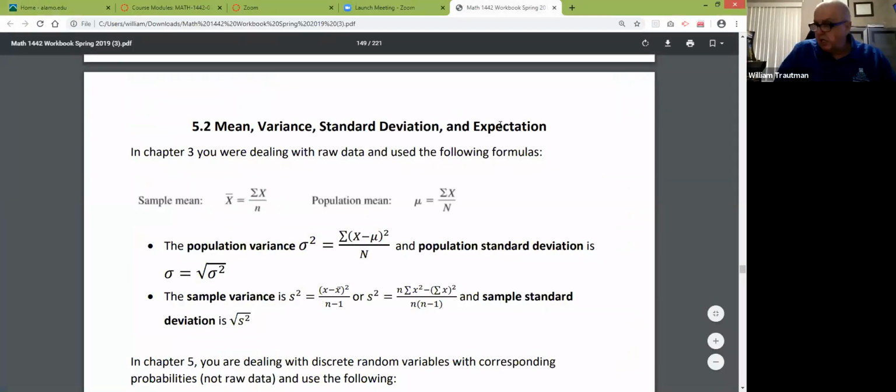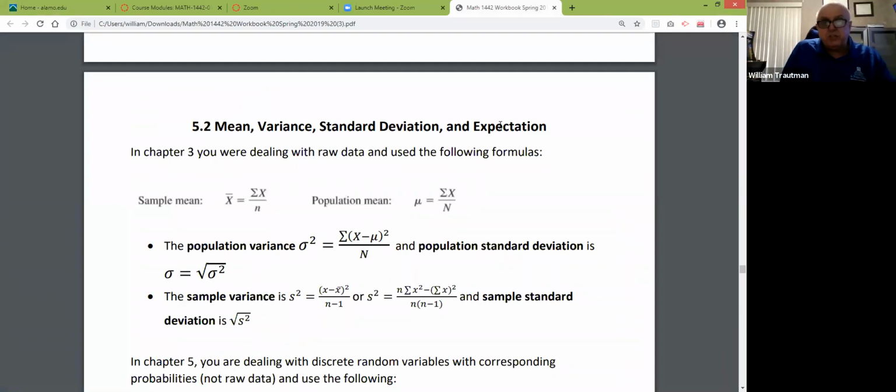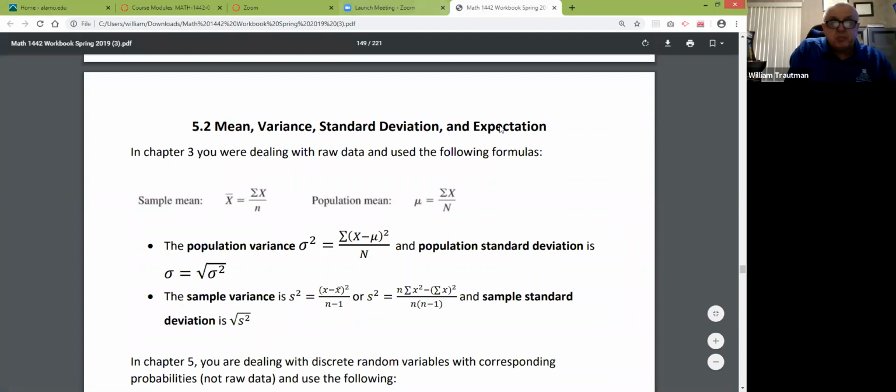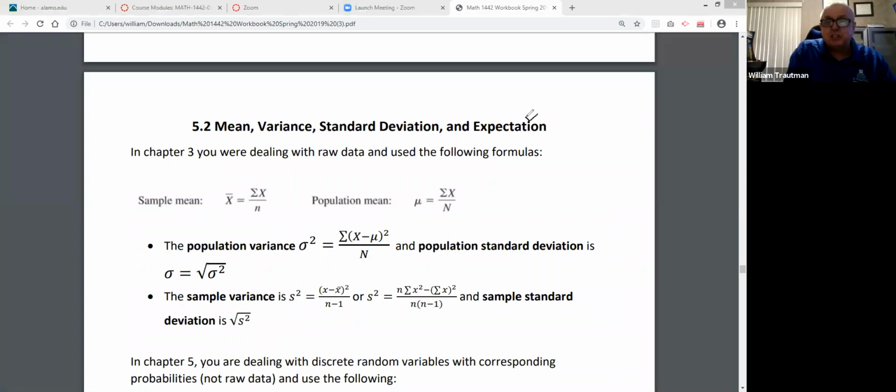5.2. Mean, variance, standard deviation, and expectation. Just a bit of warning. This expectation problem is, I think, the hardest one for the whole course. But it's very doable. If you watch me do it and then you practice it in the homework, it's very doable. It's on the test, and I think it's even on the final.